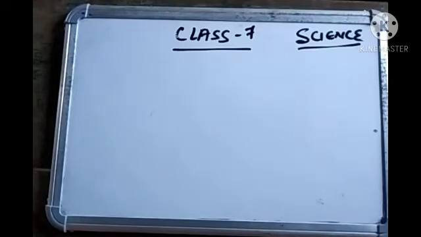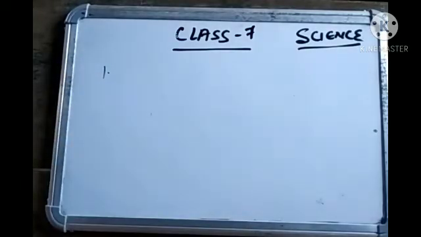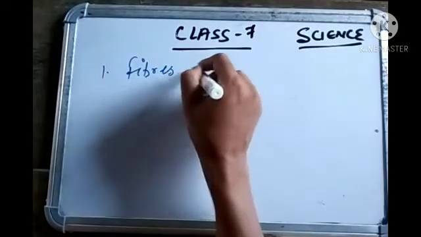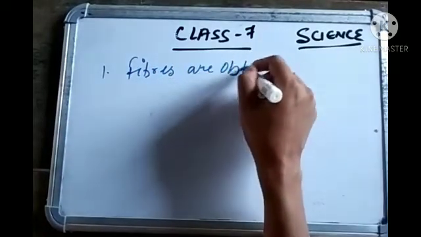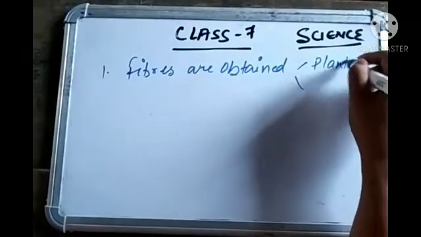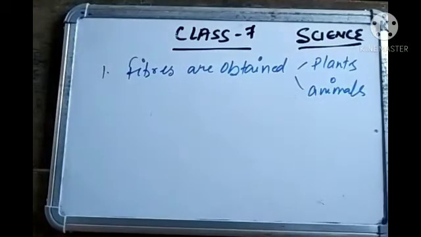Today we are going to start a new lesson, since lesson number 1 is complete. Before starting the lesson, let me help you recall what you learned in class 6, which will help you understand today's topic. You learned in class 6 that fibers are obtained from plants as well as animals. So fibers can be of plant origin or animal origin.